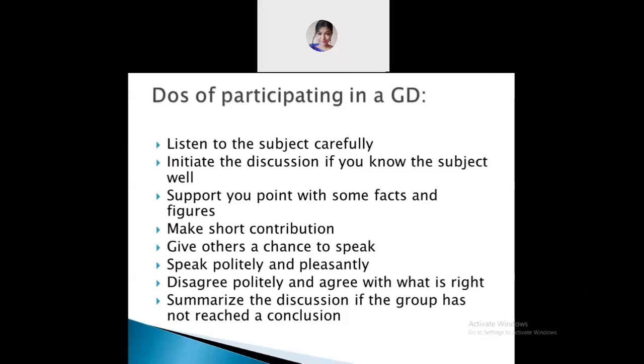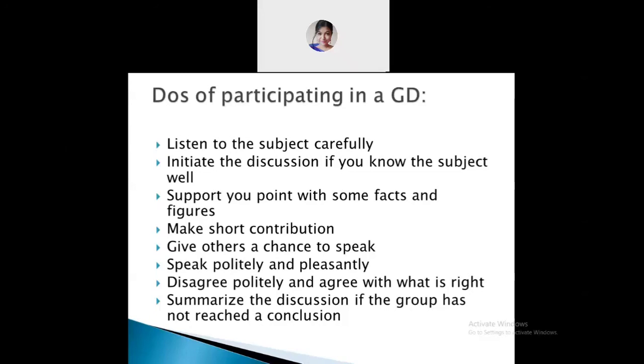The next point is initiate the discussion if you know the subject well. If you are having a lot of information regarding the subject that is given to you, start the discussion. It will help you to come into the limelight. So initiate the discussion if you know the subject properly. If not, do not initiate the discussion.